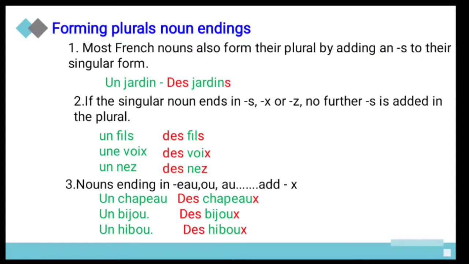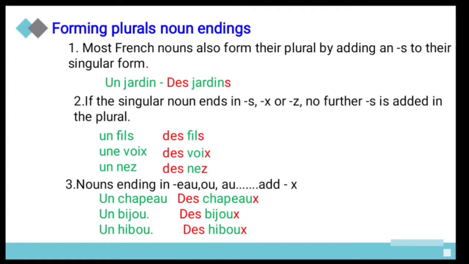See the example, un jardin. Jardin means what? A garden. And what is the plural form? When you are changing into the plural form, you have to change the article also. Here the article is indefinite article. So des jardins, some gardens.